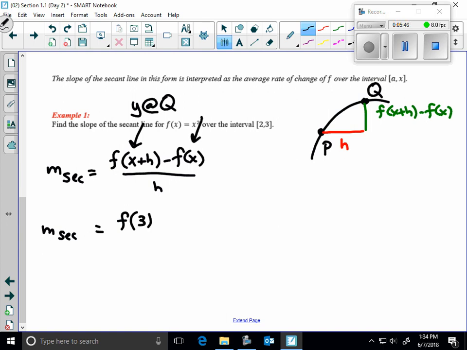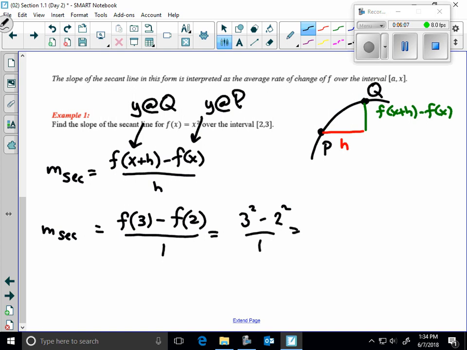What would our y value be at p? Well, that would be whatever our output is when x equals 2. And h is the change. Well, what is the change? The change is 3 minus 2, which is 1. So let's do f of 3 minus f of 2 over 1. F of 3, well, that's 3 squared, minus f of 2, well, that's 2 squared, over 1, would be 9 minus 4 over 1. So it looks like our average slope from here to here is going to be 5.